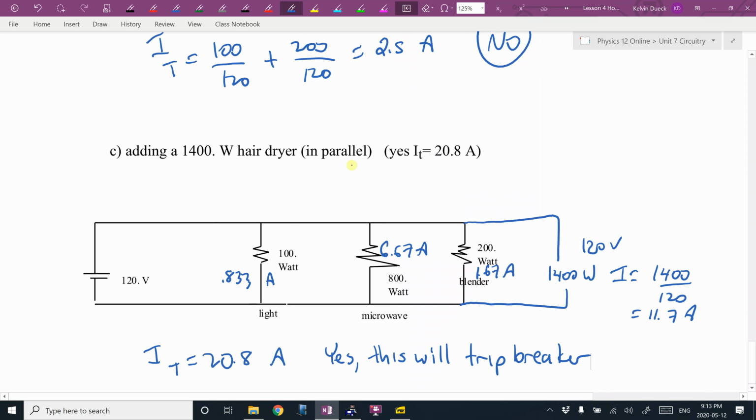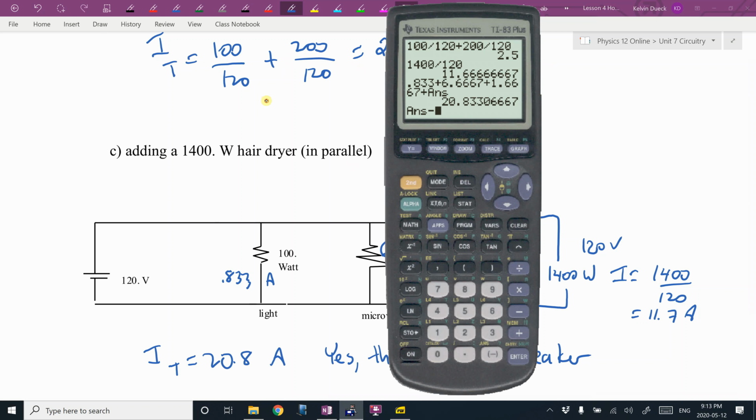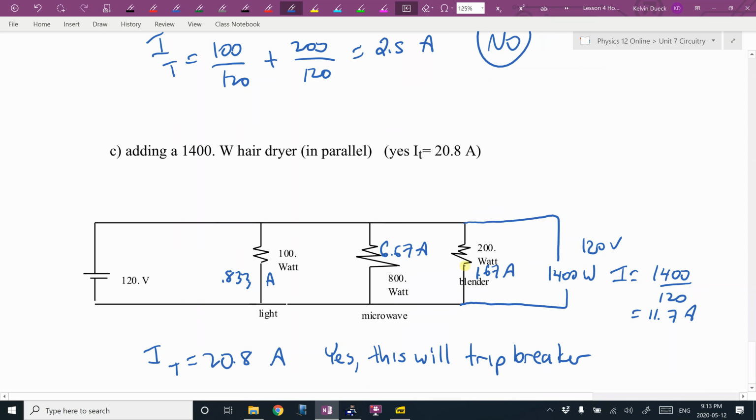Now, if you pulled out the microwave, if you shut off the microwave, then you're okay. Minus 6.67. Yep, then you're just under 15 amps. You're close, but you can run that.